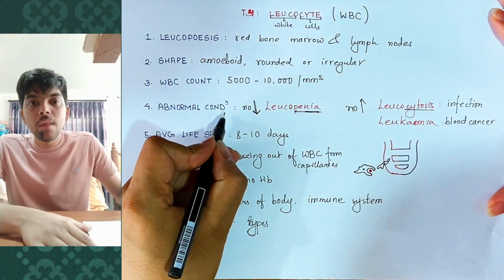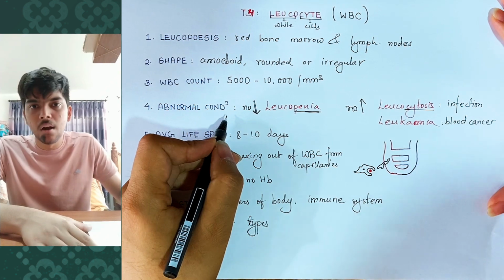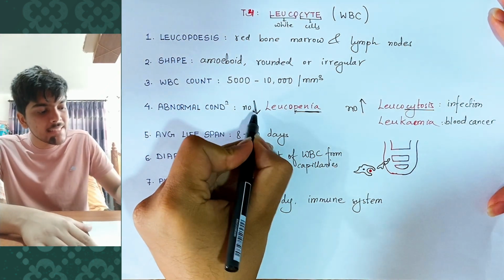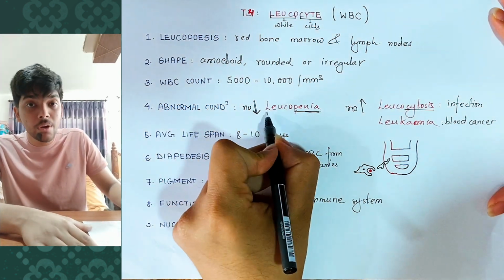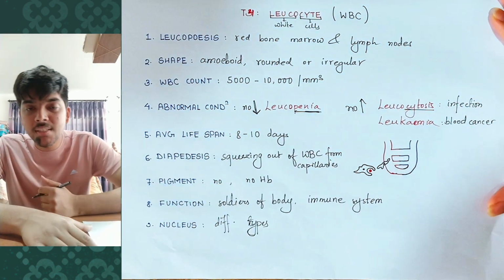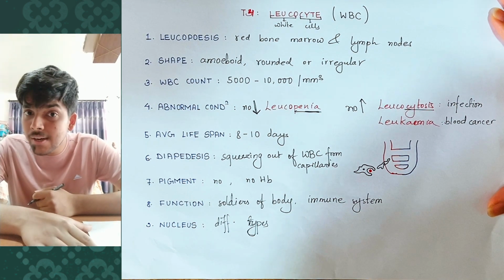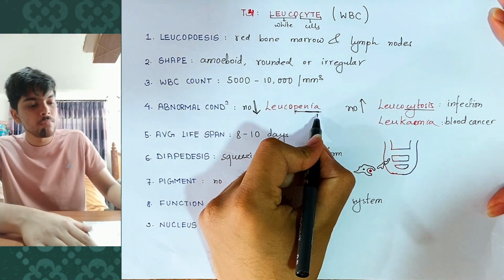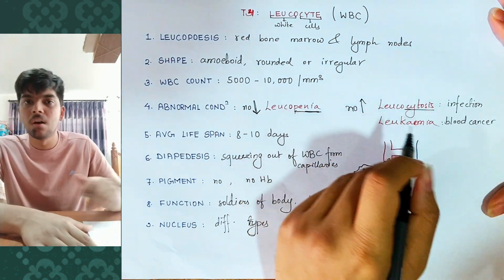Abnormal condition is when the number is more or less than the normal number. If the number of white blood cells is less than the normal number, it's called leuko. Leuko refers to white blood cell. And what did I say you to remember? When the number is less, it's penia. So leukopenia.